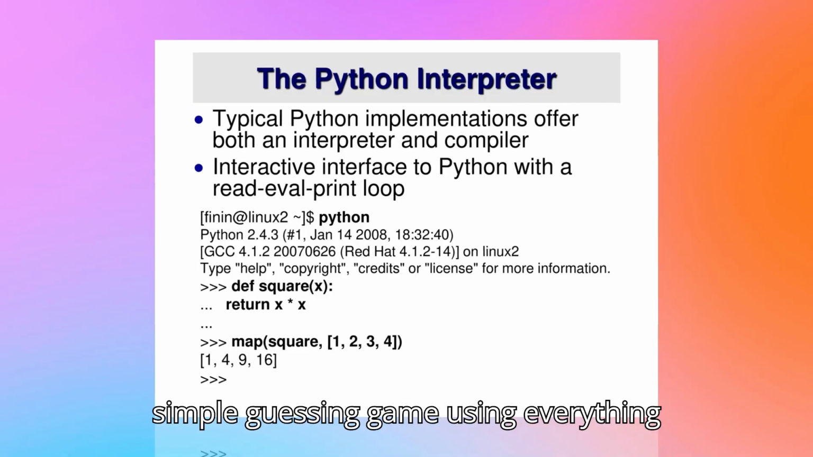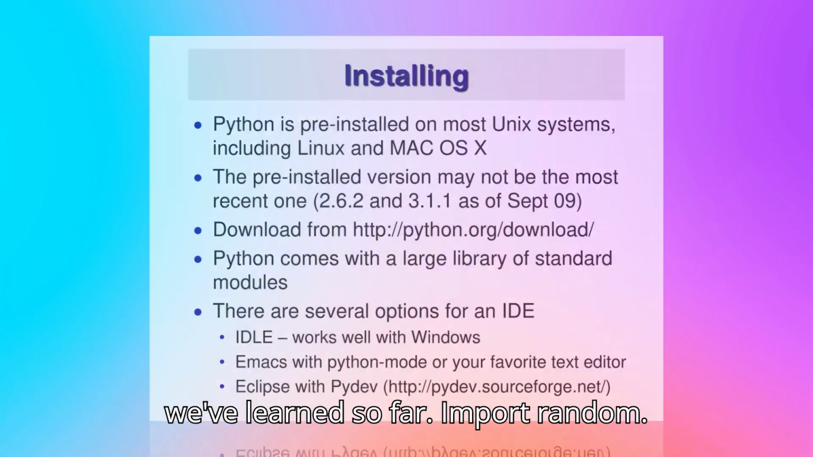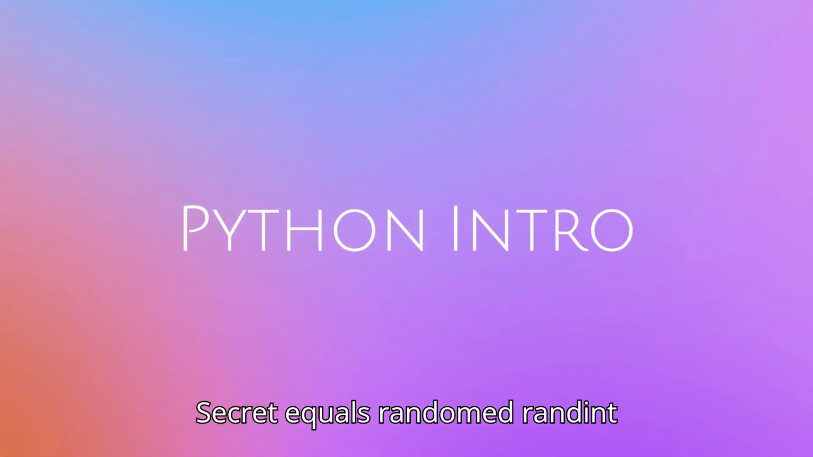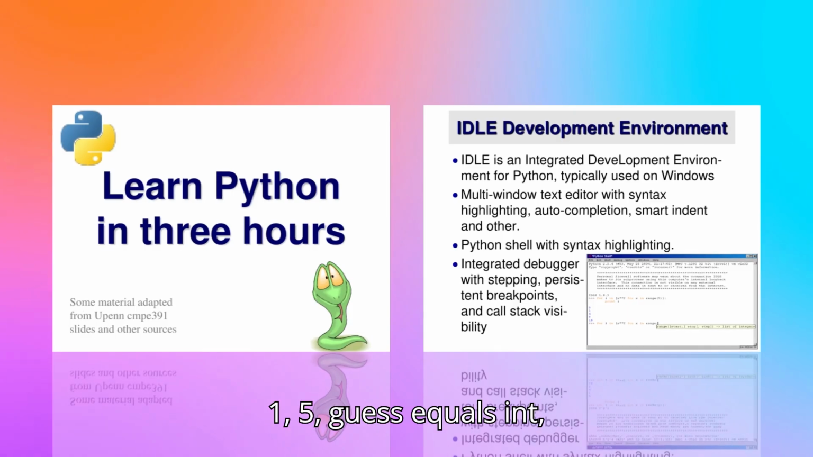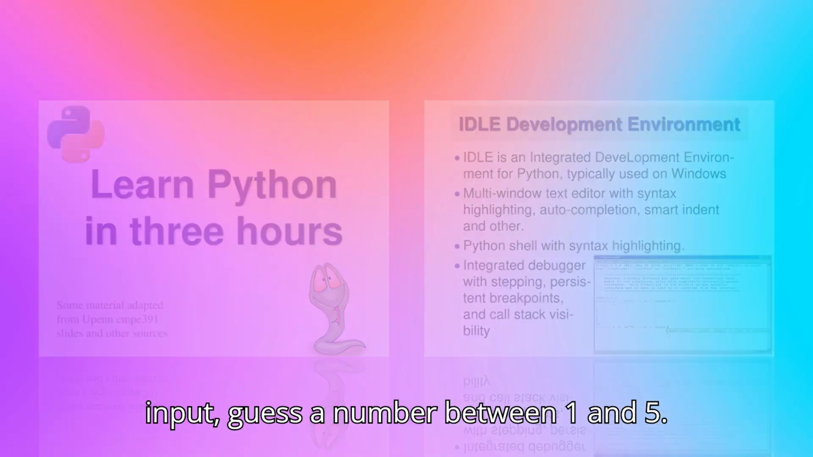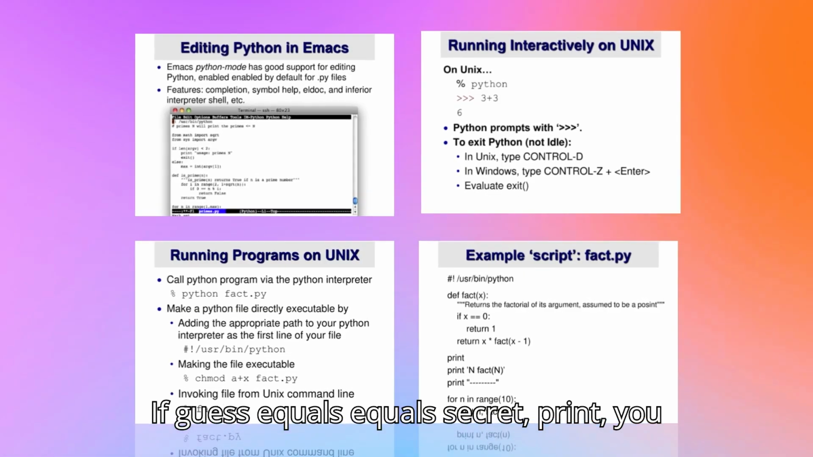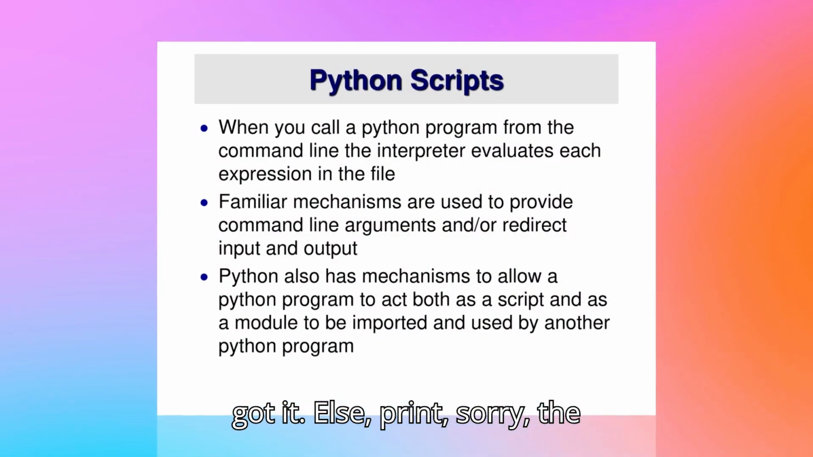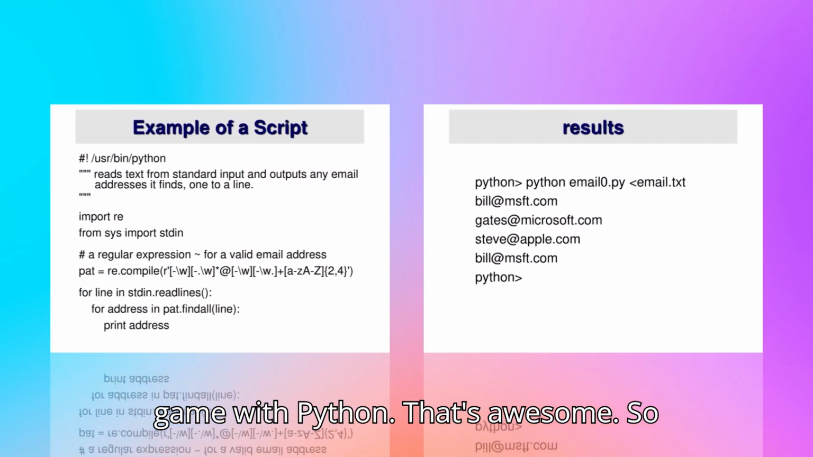Let's put together a simple guessing game using everything we've learned so far. import random, secret = random.randint(1, 5). guess = int(input("Guess a number between 1 and 5")). If guess == secret: print("You got it"), else: print("Sorry, the number was", secret). You just built a tiny game with Python.